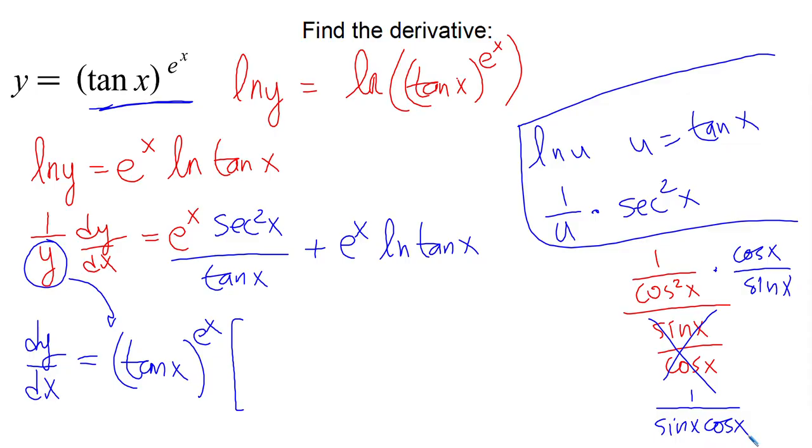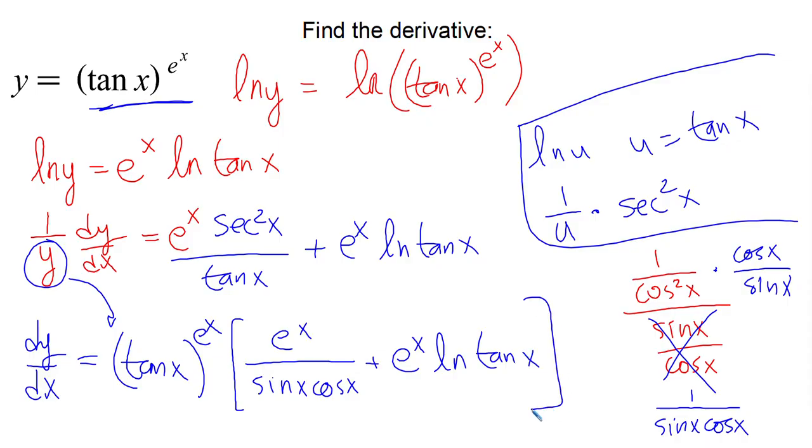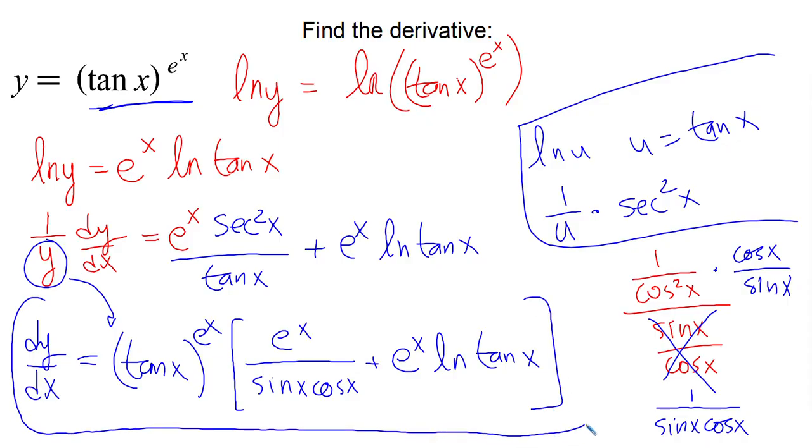So it looks like we've got e to the x over sine x cosine x plus e to the x natural log of tangent of x. And if you really want to, you can factor the e to the x out of that, but I don't really need you to do that. That's just up to you.